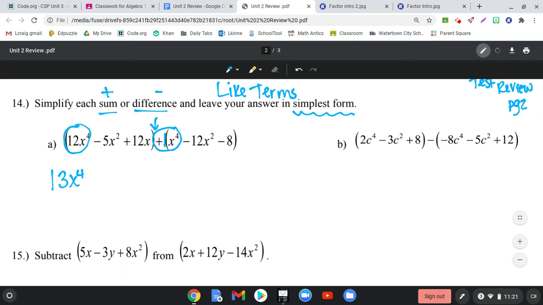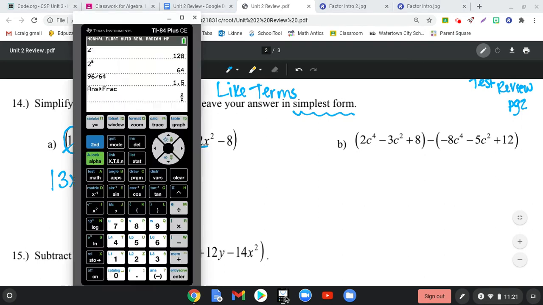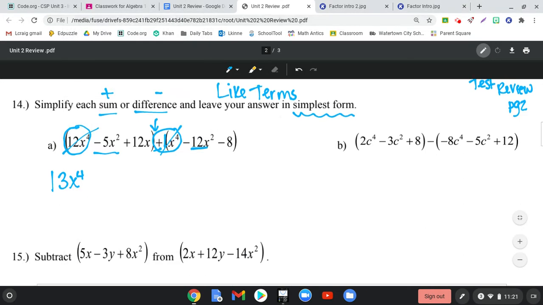Next, we're going to need to do the next largest exponent, so our squareds. Negative 5x squared plus negative 12x squared, or negative 5 minus 12. If you're not sure, use your calculator. Negative 5 minus 12, negative 17x squared.